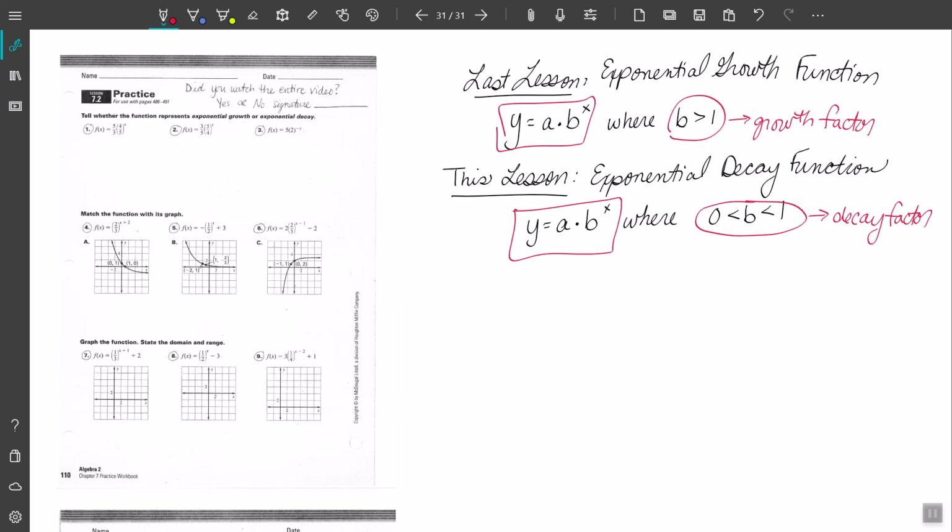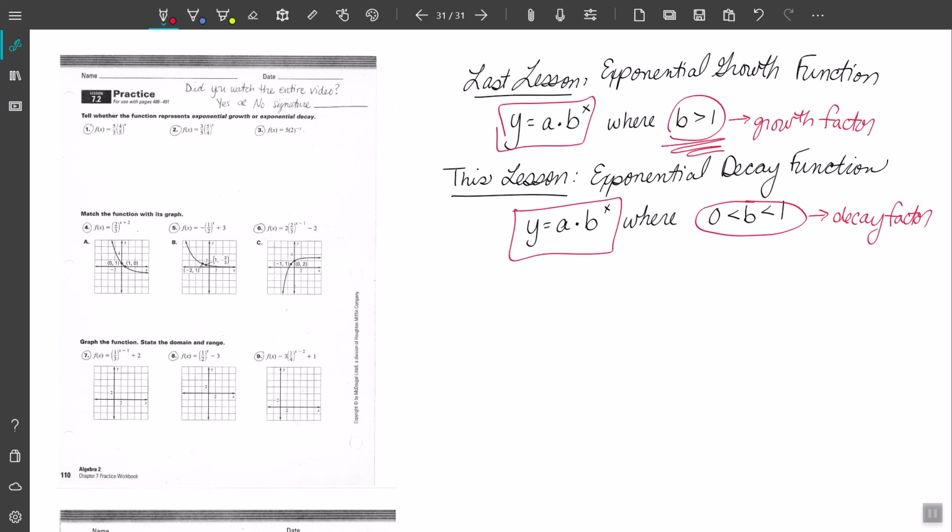If b is greater than 1, which is what I have circled right here, then it's going to show growth. So that the function, when you graph it, will grow from left to right in an upwards manner. In the decay functions, the b factor is going to be in between 0 and 1. So it's going to be a fraction or a decimal. It's going to be less than 1, but definitely needs to still be greater than 0. So that is the basic idea. That's the only real difference as far as how these functions are going to look.